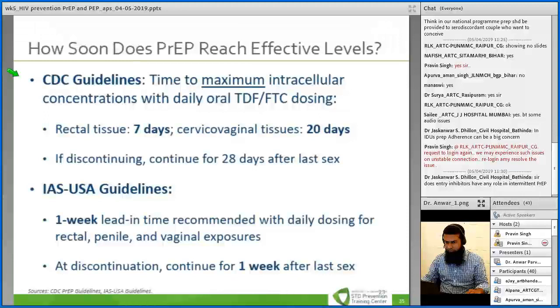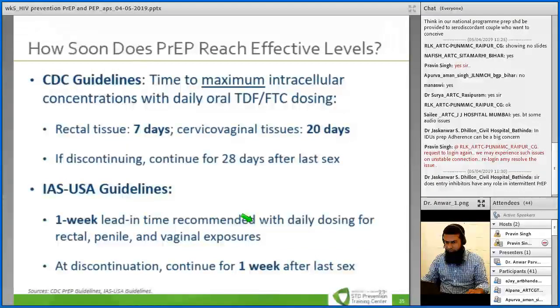But if someone asks you when PrEP should be started, it should be at least 3 weeks. So 7 days to 3 weeks it takes to reach that MIC. And if discontinuing, continue for 28 days after last sex. This is what has been recommended in the CDC guidelines.